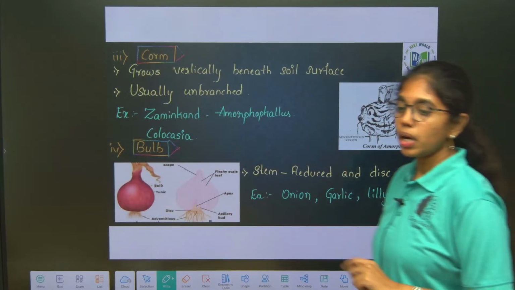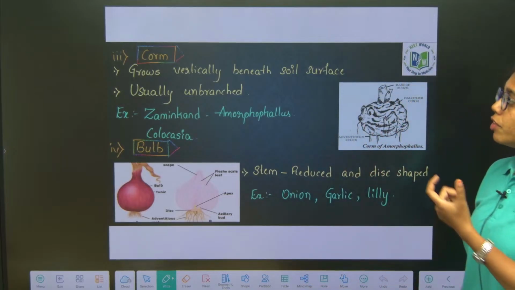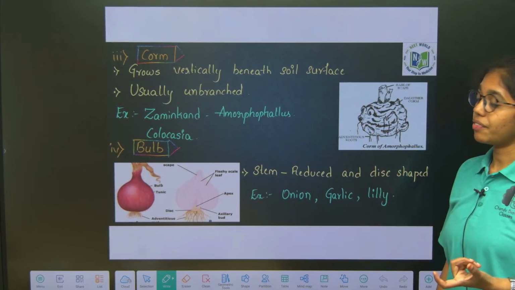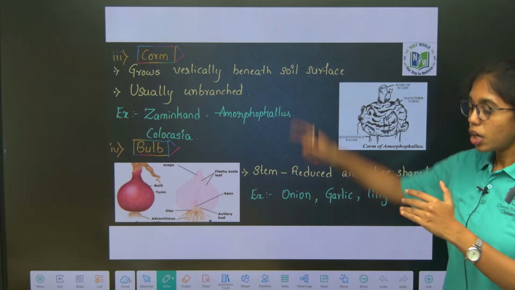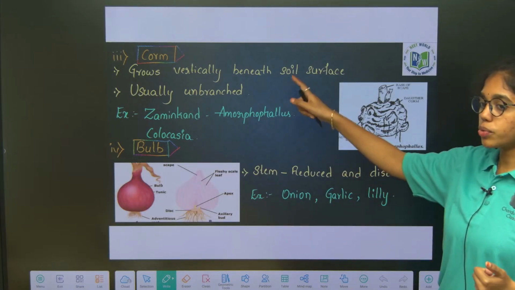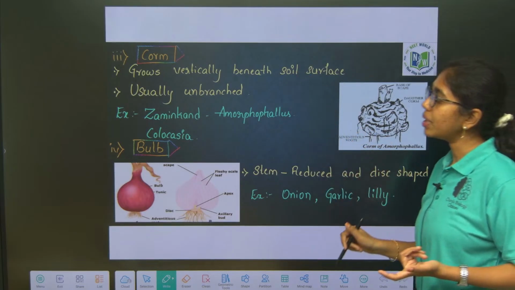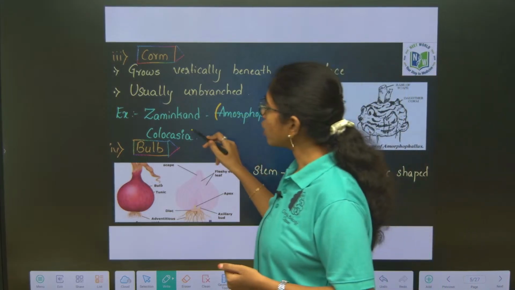Next is corm. What part of the stem is getting modified? Stem will grow vertically beneath the soil surface and this is unbranched. Unlike rhizome, which is growing horizontally, corm will grow what? Vertically. And rhizome is mostly branched, corm is what? Mostly unbranched. Example is zamikand, which is commonly known as Amorphophallus, and Colocasia.